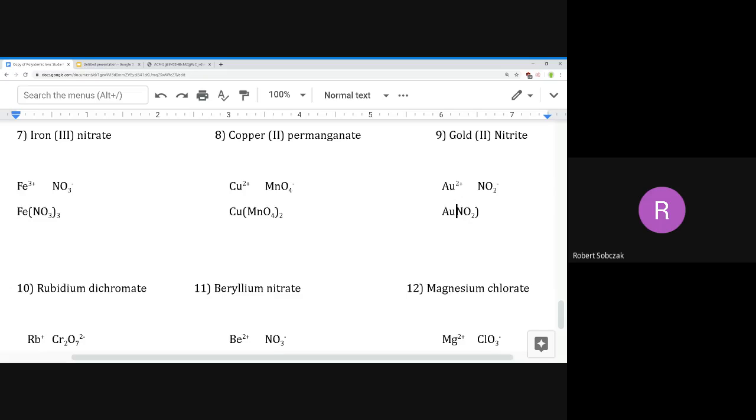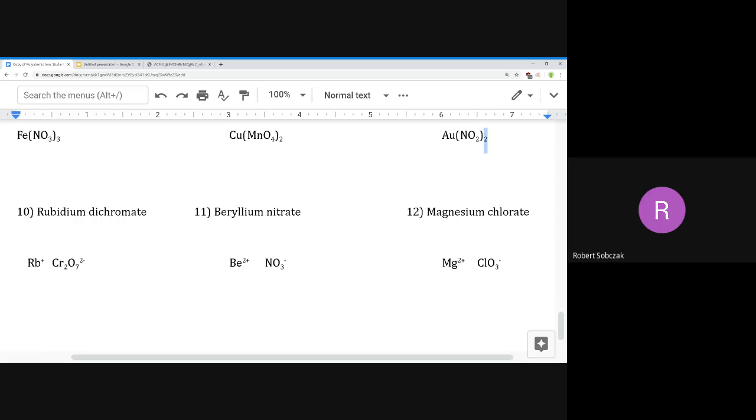And we need 2 nitrites because of the +2 charge on gold. So NO2, 2. Again, you need both of these 2s because this 2 is saying that we have 2 oxygen atoms in this ion. This 2 is saying we have 2 nitrite ions.